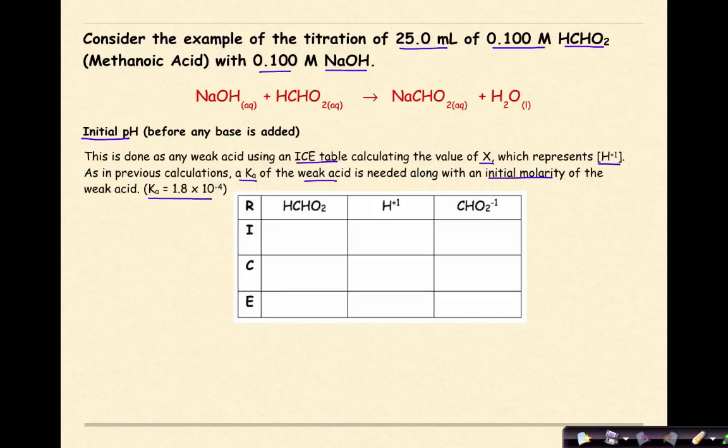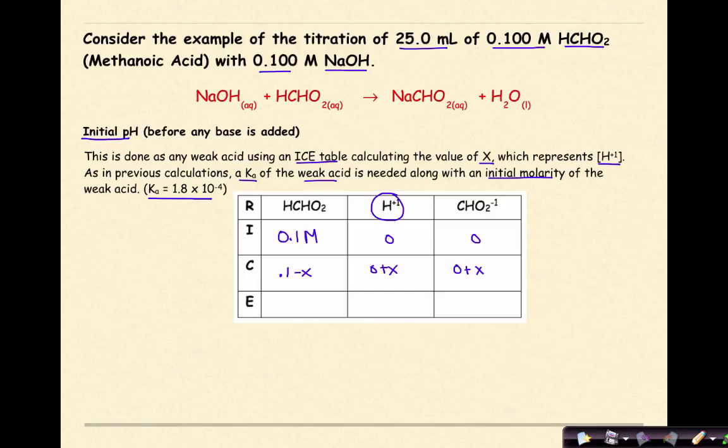So the first thing that we're going to do is insert some of the values that we have into our ICE table. So we know we're starting out with an initial molarity for HCHO2 as 0.1 molar. And that initially we do not have any hydrogen ions or its conjugate base in solution. Then ultimately we'd say to ourselves, okay, 0.1 minus x, we're going to have 0 plus x, 0 plus x, because ultimately what we're trying to do is find the hydrogen ion concentration, because if we can find the hydrogen ion concentration, we can calculate pH.